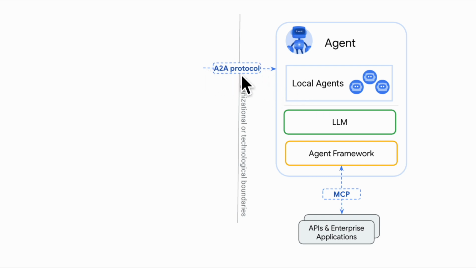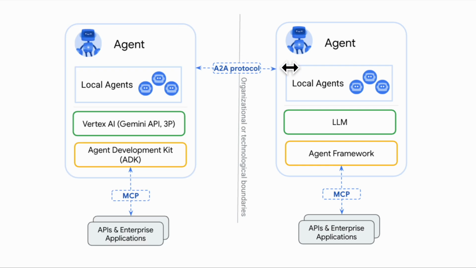And here is where agent to agent protocol comes into the picture. A2A stands for agent to agent protocol. It's a protocol that lets agents talk to each other across these organizational or technical boundaries. It provides a secure and structured way for agents to discover each other, send messages and share artifacts and collaborate on tasks, all while staying modular and sandboxed in their own environments. So how does A2A work with MCP and ADK?